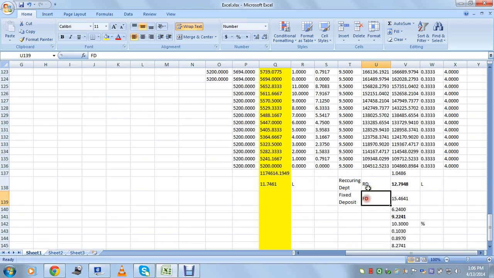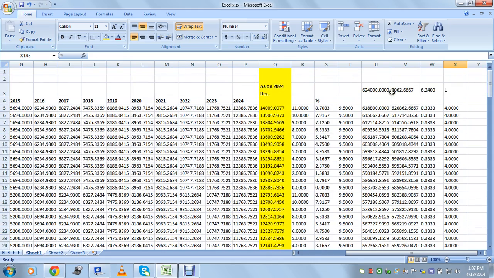Why should one go for a recurring deposit and when, otherwise why should one go for a fixed deposit and when? See, for instance, you currently have a bank balance of 6.24 lakhs, and if you don't make an investment and just keep it in the bank, and if the bank offers you 4% interest per annum, that is 12 months, then this is how your account will behave, even if you deduct a monthly amount of 5,200 towards a recurring deposit.